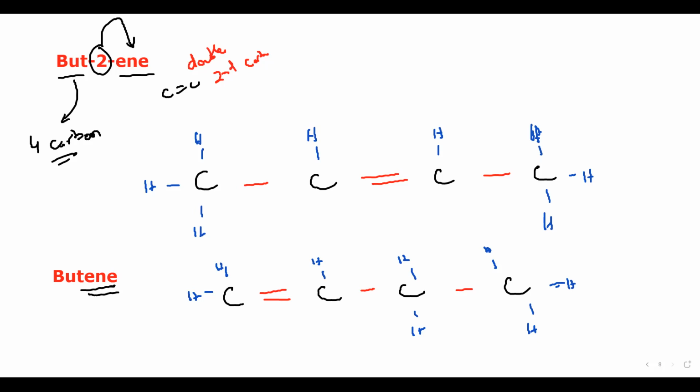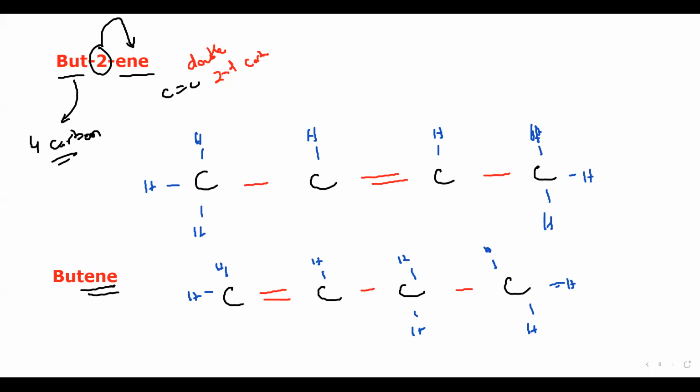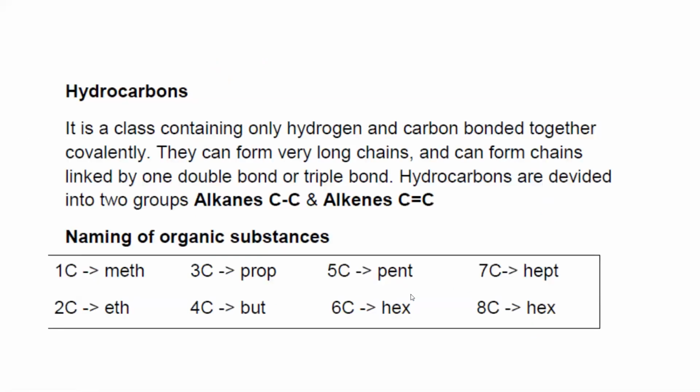Is it clear? Any doubt till this point? So remember this table. Here in this table, 8 are given normally because they are giving around 8. So if 1 carbon, it should be meth. If 2 carbons, it will be eth. 3 carbon prop, 4 carbon bute, 5 carbon pent, 6 carbon hex, 7 carbon hept, 8 carbon oct. This is not hex, this is oct, O-C-T.